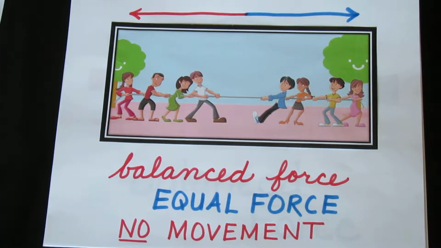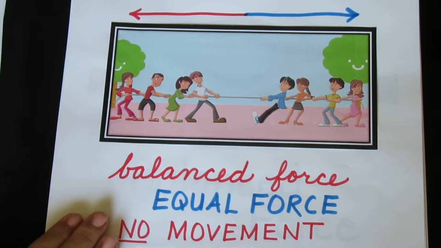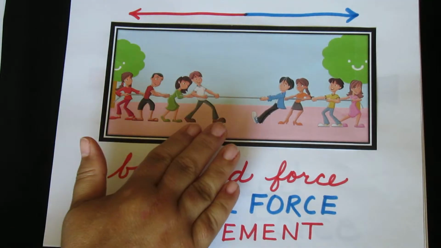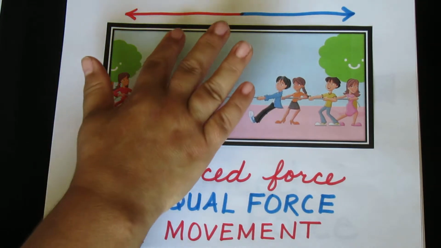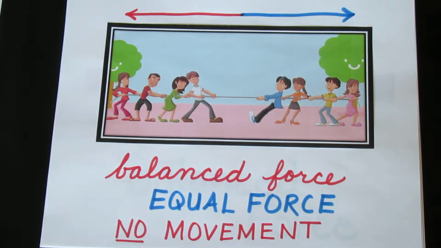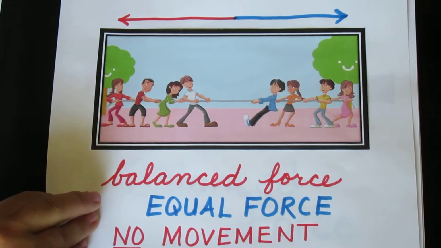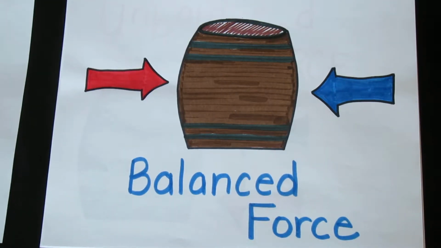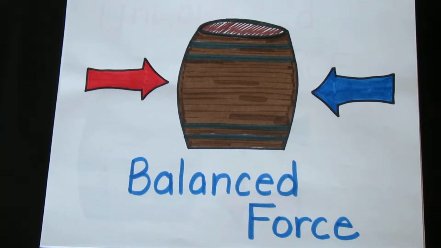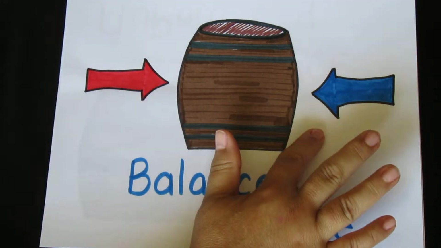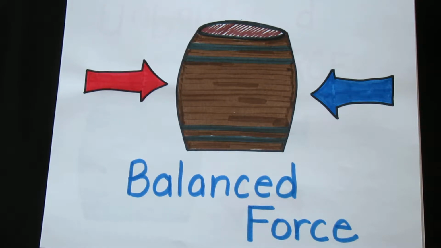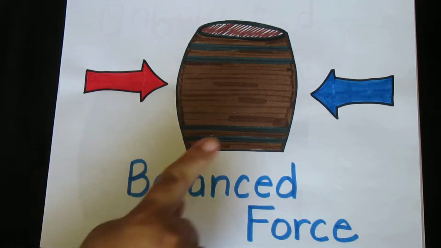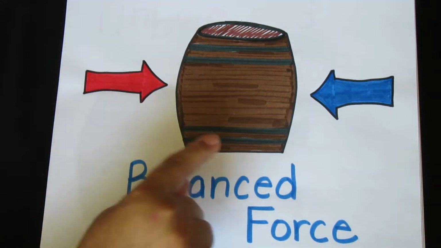A balanced force is an equal force where there is no change in an object's motion. In this game of tug-of-war, both teams are exerting the same force, so there is no movement. Forces equal in size but opposite in direction are balanced forces. If the same amount of force is used to push each side of this barrel, it will not move. It will stay at rest.